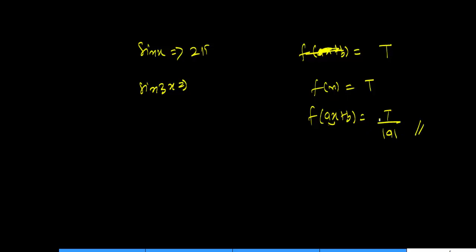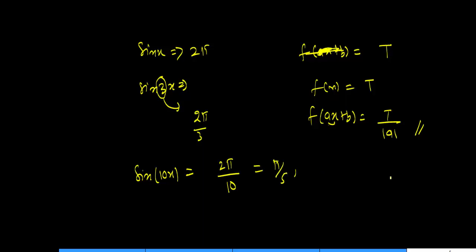So for f of ax plus b, whatever is the x coefficient, we divide by that only, and that will become your answer. It means it will be 2 pi by 3. Like if I say sine of 10x, what will be its period? You will say, sir, 2 pi, the sine's basic fundamental period, divided by 10. That is my answer, pi by 5. So on you can make it.